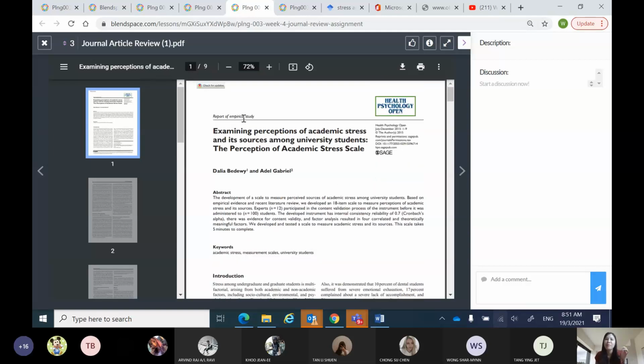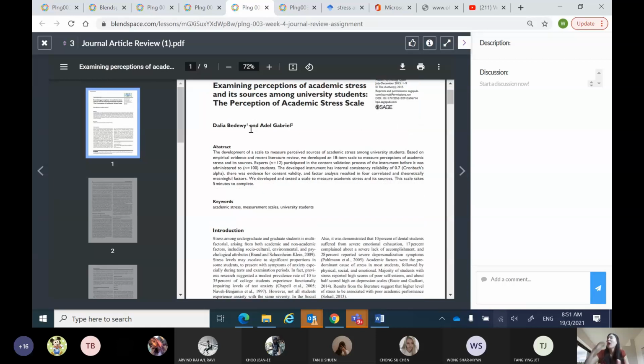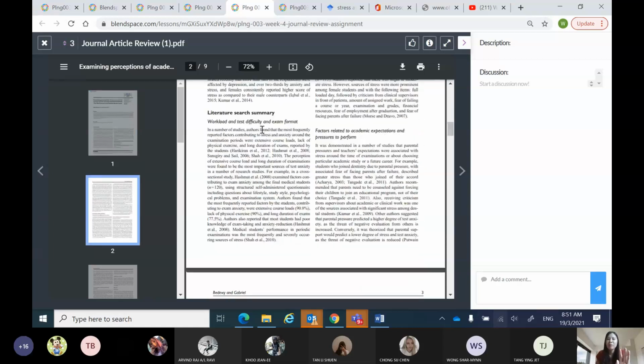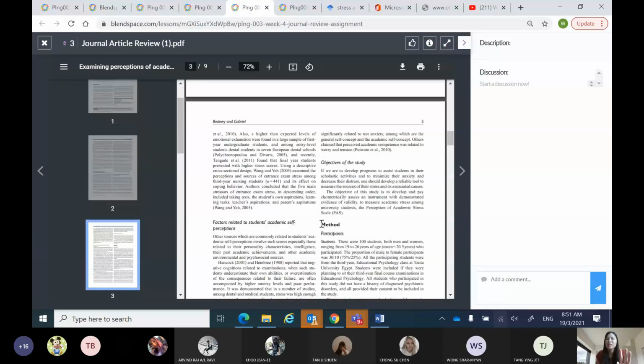And you need to find an empirical paper. Sometimes it doesn't tell you that this paper is an empirical paper. You need to go and check yourself. I've also taught you before about empirical and conceptual papers. An empirical paper is where there is a method. That means the researcher actually went out to collect data. It's real research.